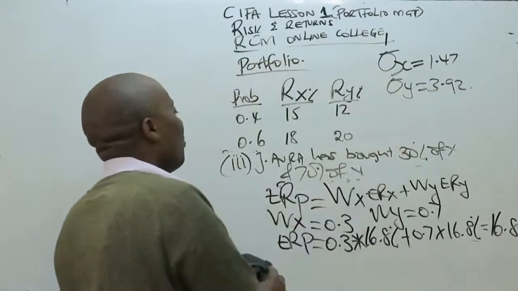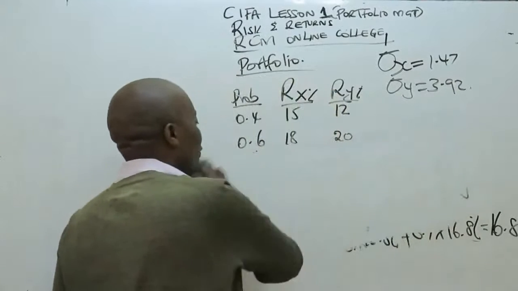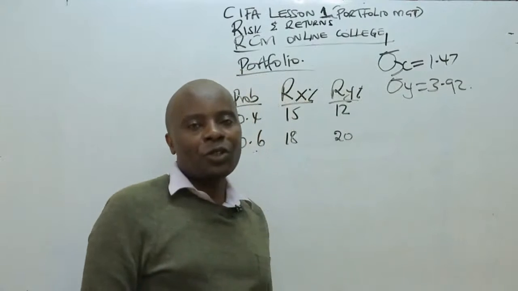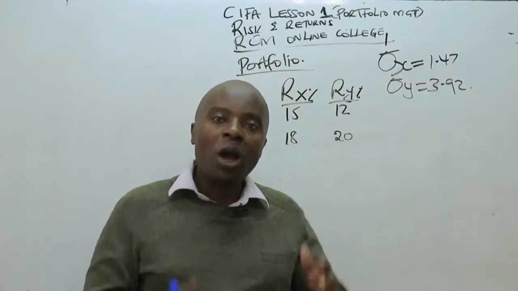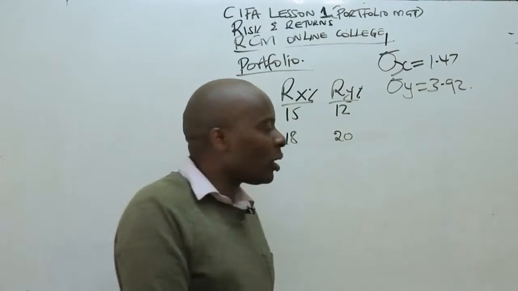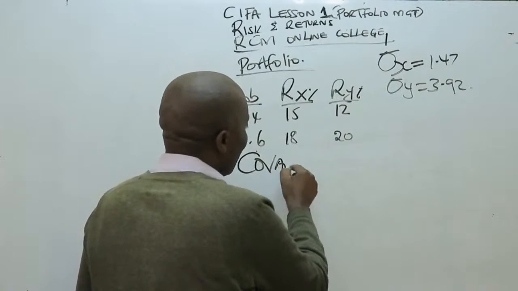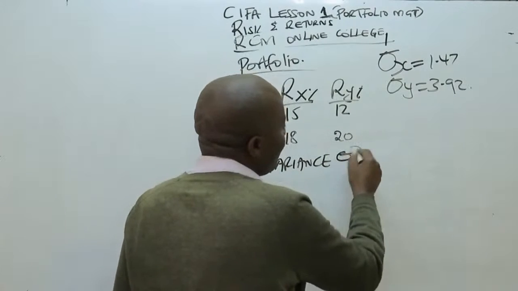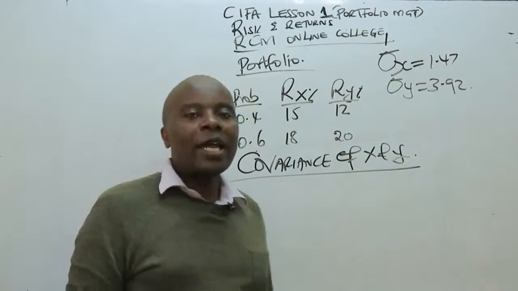And then now we can embark on part 2 of this question. Part 2 wants us to give them the standard deviation of the portfolio. Ladies and gentlemen, I can't get the standard deviation of the portfolio without getting the covariance. So first of all, give me the covariance between the securities of the portfolio, the covariance of X and Y.